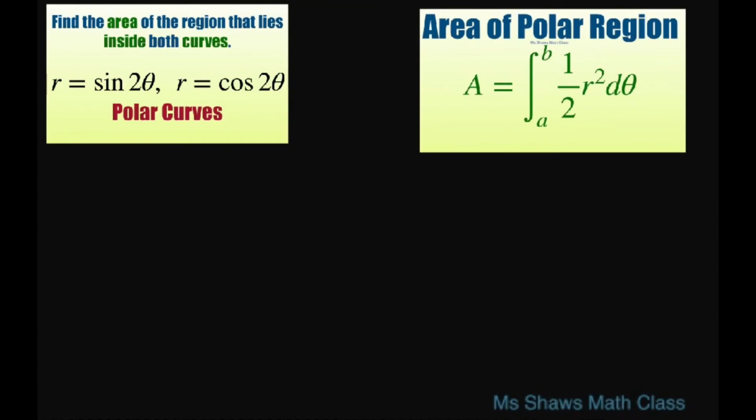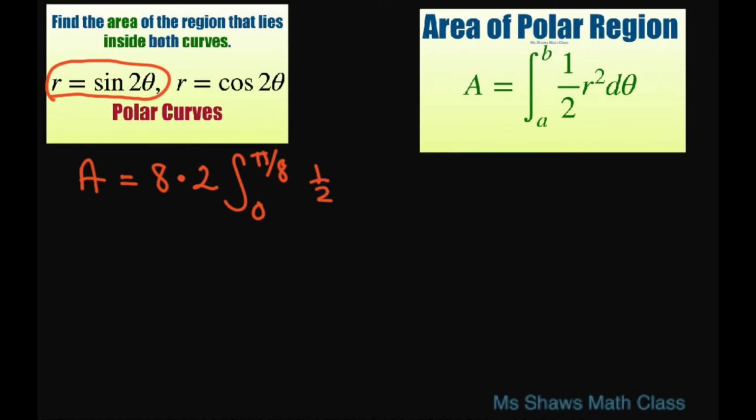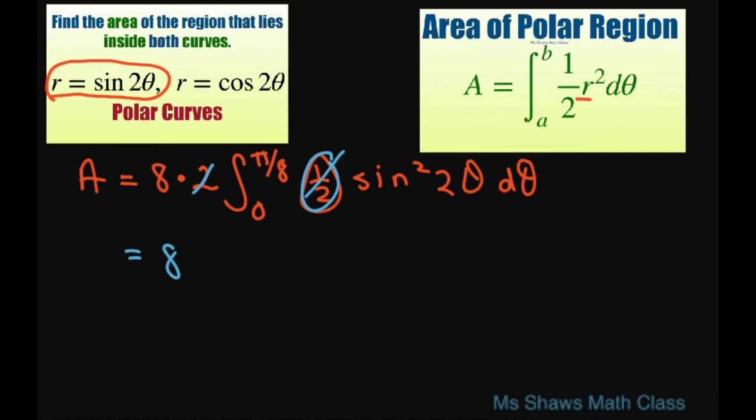We're going to take area equals 8, and then we're going to multiply it by 2 again. So it's really 16. And then we're going from 0 to pi divided by 8. And we're just looking at this curve right here. So this is going to be 1/2 r squared, so this is going to be sine squared of 2 theta d theta. All right. So these two are going to cancel out. So now we're just left with 8 times the integral from 0 to pi divided by 8.